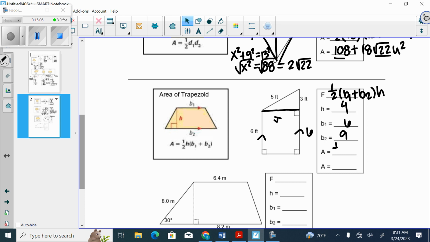We're going to have 1/2. And then our base 1, we said, was 6. Base 2, 9, times the height, which is 4. So parentheses first, right? So we get 15 in there. 15 times 4 times 1/2. What's that going to give us? 30. Good. So 30 feet squared.